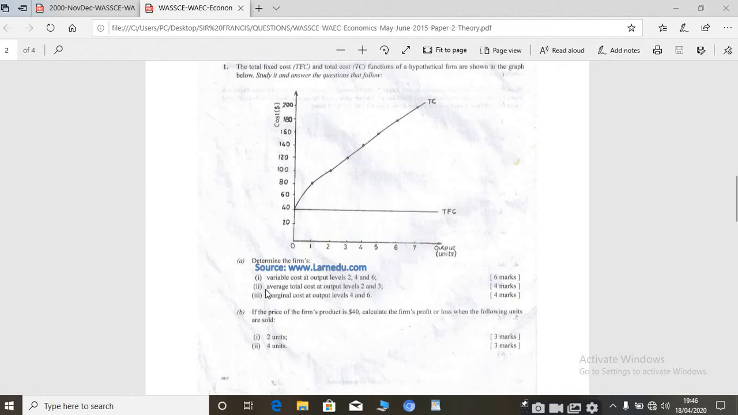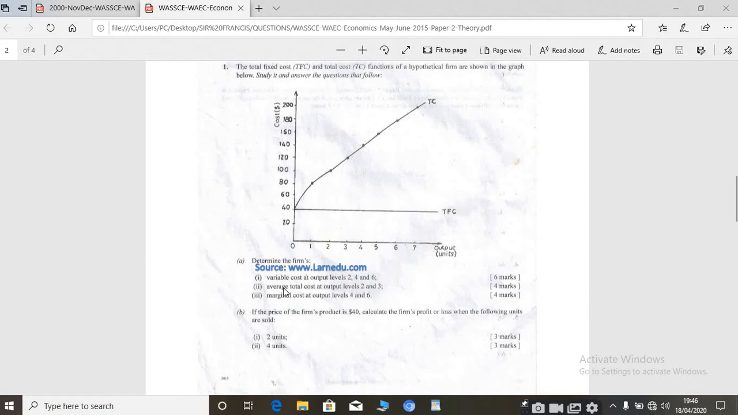So we are moving on to the II of the question, which says we should determine the firm's average total cost at output level 2 and 3, and it goes for 4 marks. But before I move on to the solution, I would like to take this opportunity to give you some small explanation on the terminology. Maybe this is the first time of hearing it, or maybe you've heard it before, but you might have forgotten the meaning of that.